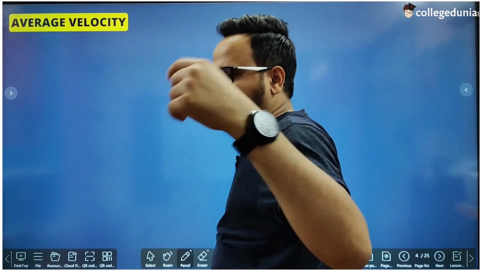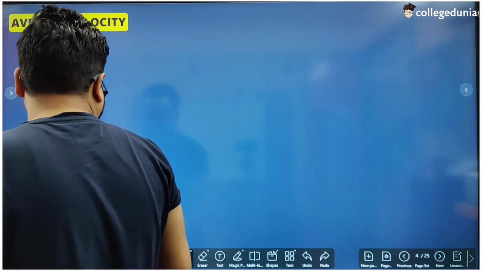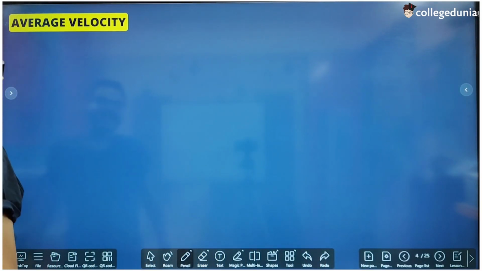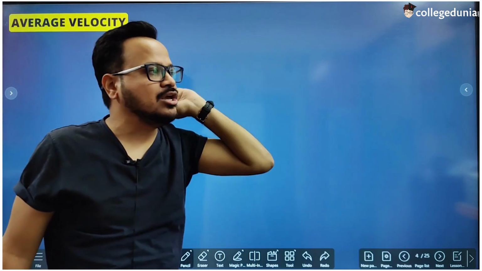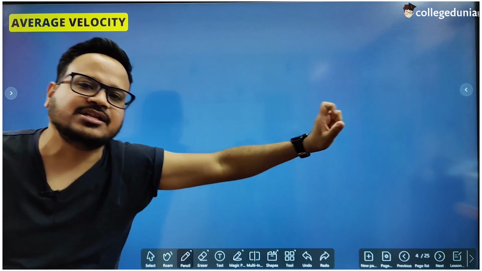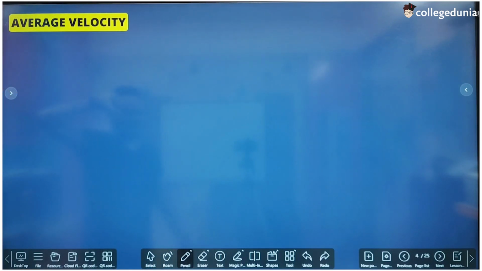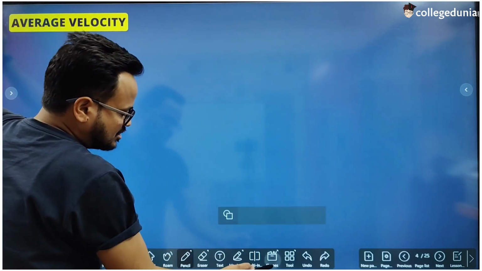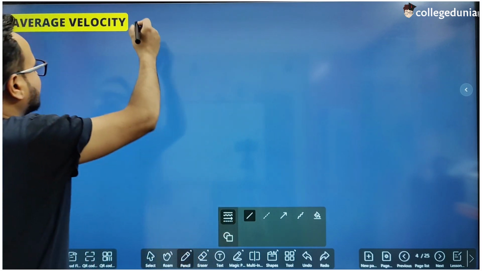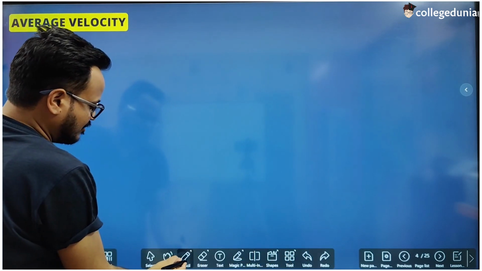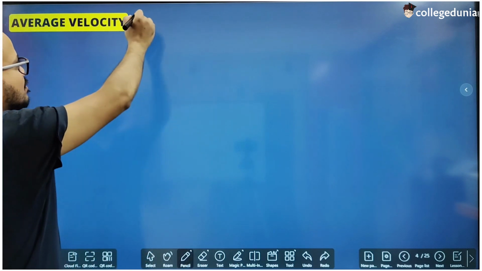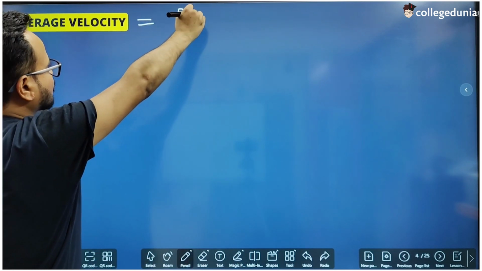But first we will discuss average velocity, because in those numericals this term is also included. Average velocity is same as average speed only when the body is moving in a straight line along the same direction. But if the direction of the body is changing, then average velocity is basically the total displacement over time.